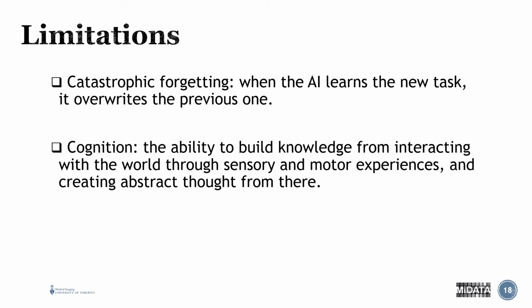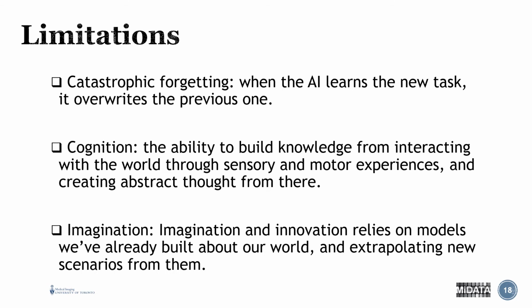Cognition, the ability to build knowledge from interacting with the world through sensory and motor experiences and creating an abstract thought from there. We're not quite there yet with artificial intelligence. And imagination. Imagination and innovation rely on models we've already built about our world and extrapolating new scenarios from them. So right now, once again, artificial intelligence isn't there, but you can imagine people are working very hard at overcoming these three limitations as we speak.